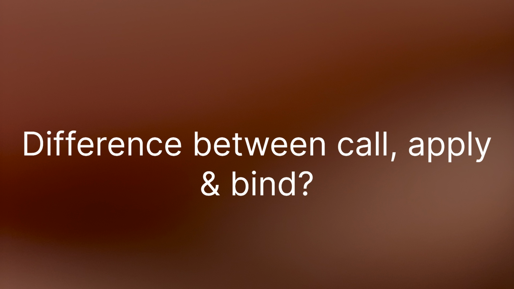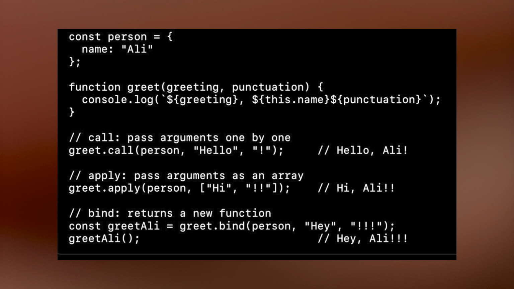Question 10. What is the difference between call, apply, and bind in JavaScript? Call is a method that allows you to invoke a function with a specific this value and arguments provided individually. Apply is similar to call, but it takes an array of arguments instead of individual arguments. Bind returns a function that, when called, has its this value set to a specific value. It also allows you to preset some arguments.